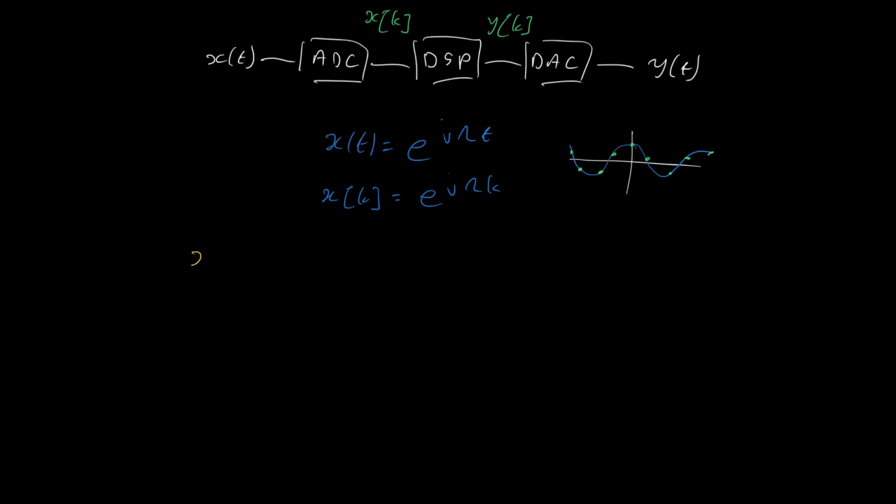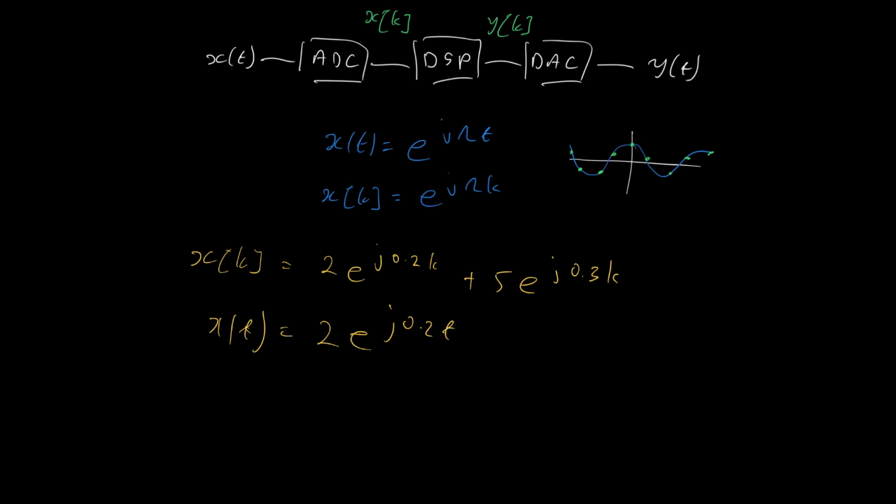From what we said before, this suggests that if I can decompose my x(k), which is just a sequence of numbers indexed by time k, where k is an integer, as, for example, 2e^(j0.2k) + 5e^(j0.3k), where I've just made this up arbitrarily, then based on what we said before, my D to A converter, when it converts the signal back, is going to give me x(t) equal to 2e^(j0.2t) + 5e^(j0.3t).